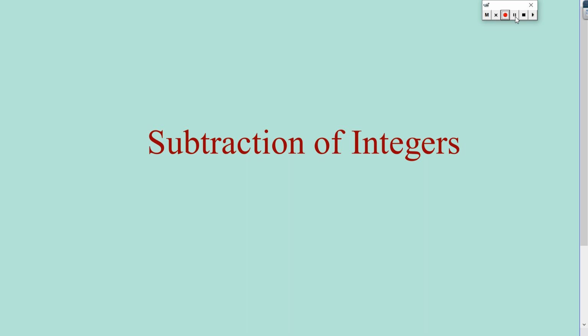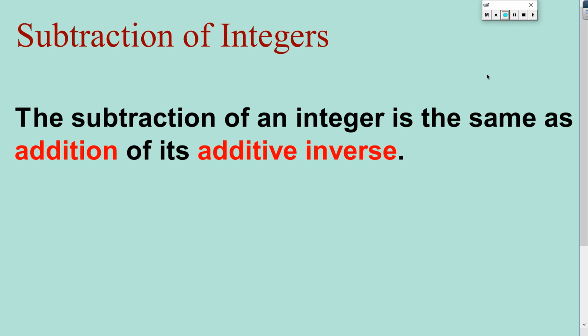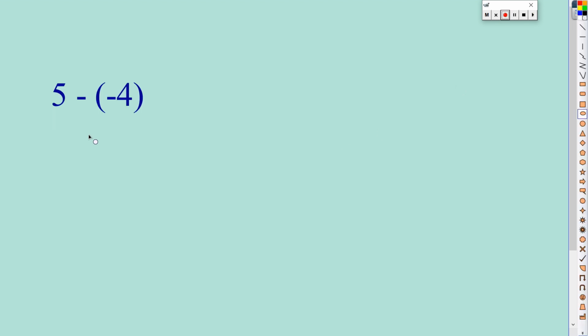Now let us discuss subtraction of integers. It is very simple. It is just like addition. The subtraction of an integer is the same as addition of its additive inverse. Let us discuss a question. Here 5 minus negative 4. What is to be subtracted here? You have to subtract negative 4.